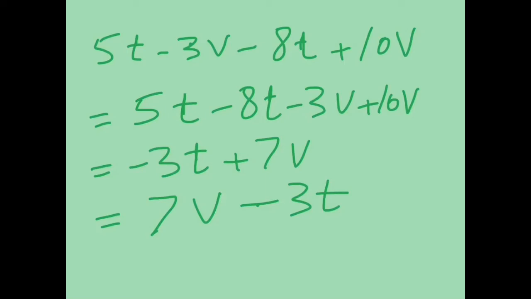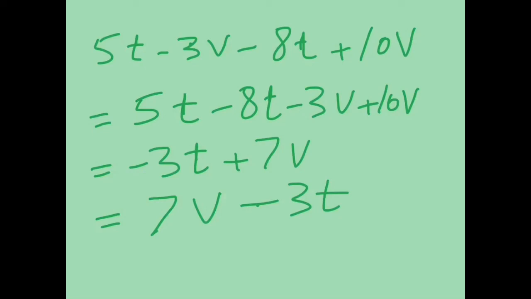5t minus 8t, what is the answer? Minus 3t. Why? Look here, 5t has a plus sign and 8t has a minus sign. Whenever there are two different signs with like terms, they will always subtract, but the sign of the answer comes from the greater term, the bigger term. So 5t minus 8t, your answer will be minus 3t because 8 is minus. Next look, minus 3v plus 10v, what is your answer? They will subtract, but in the final answer it will be plus because 10v is a greater term than 3v.